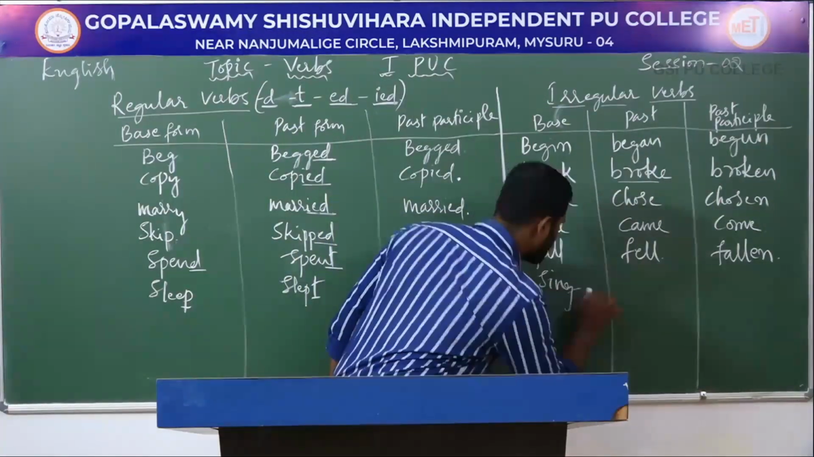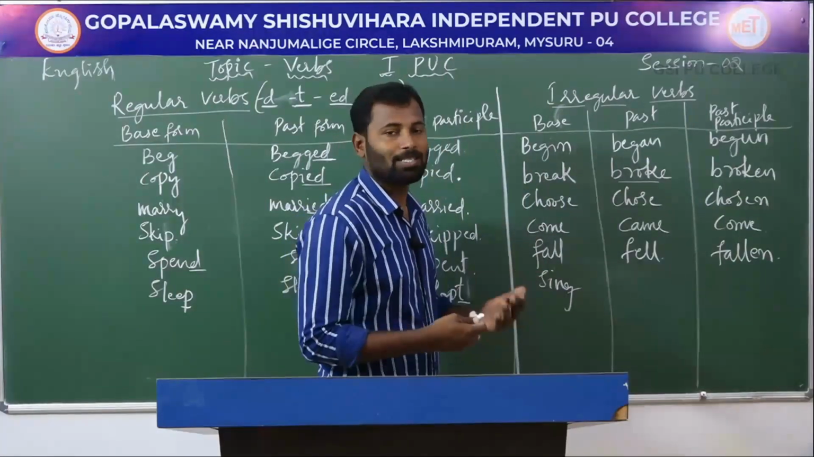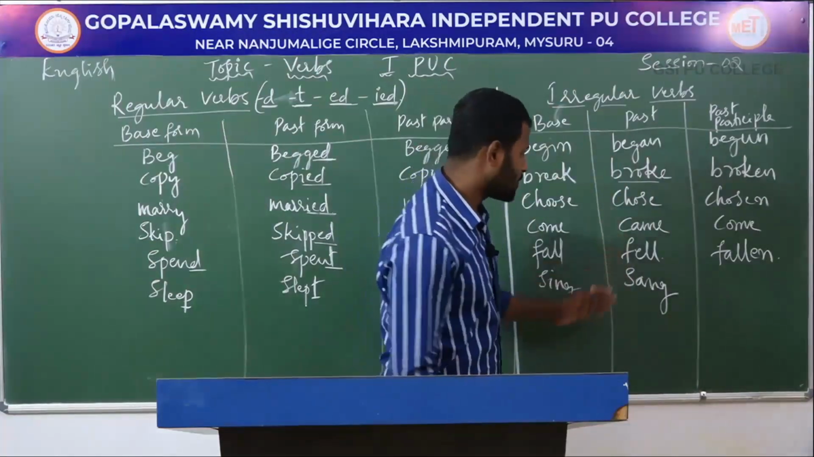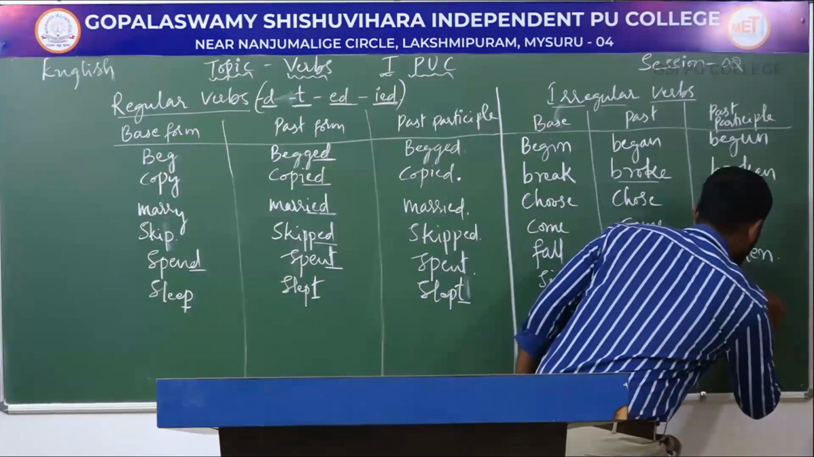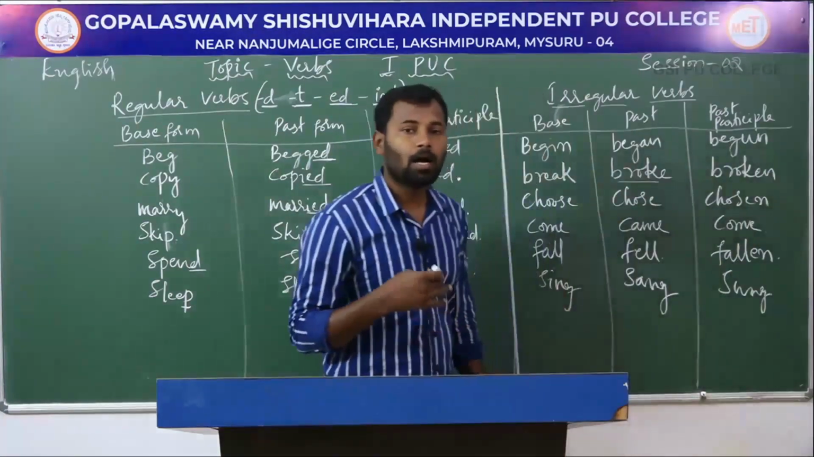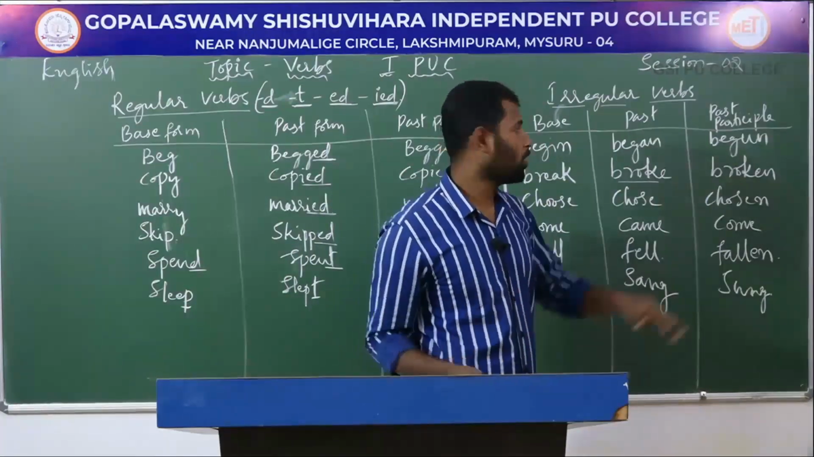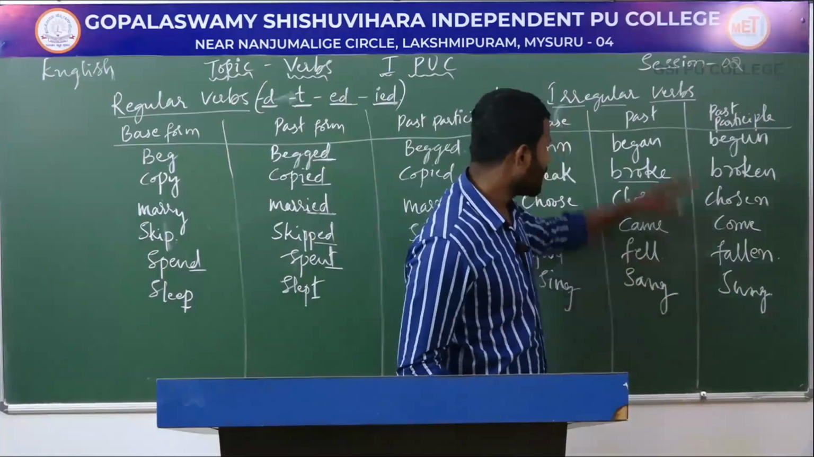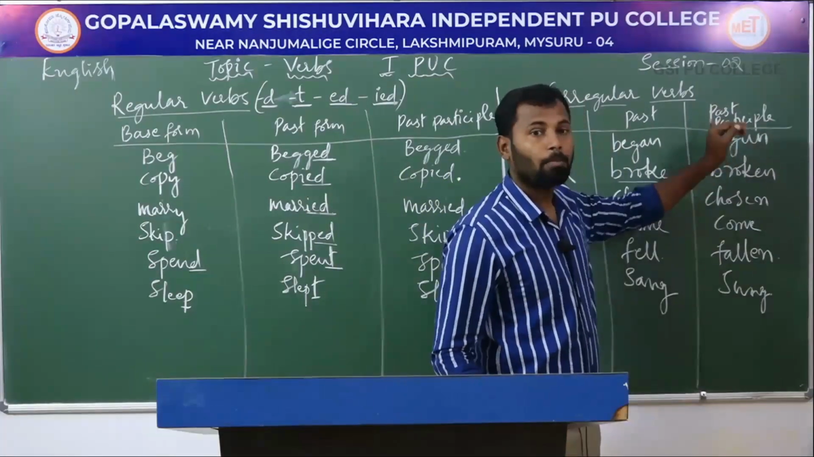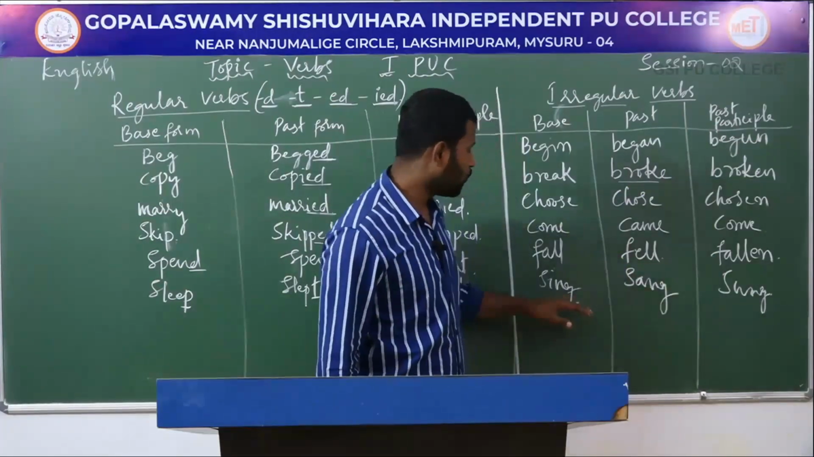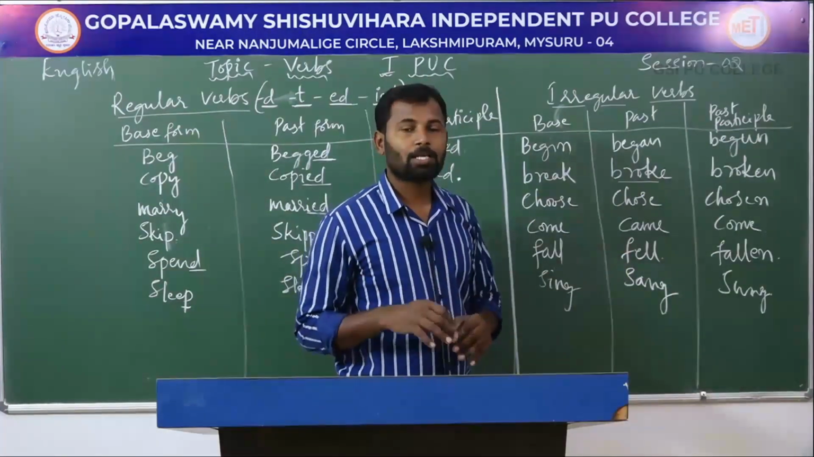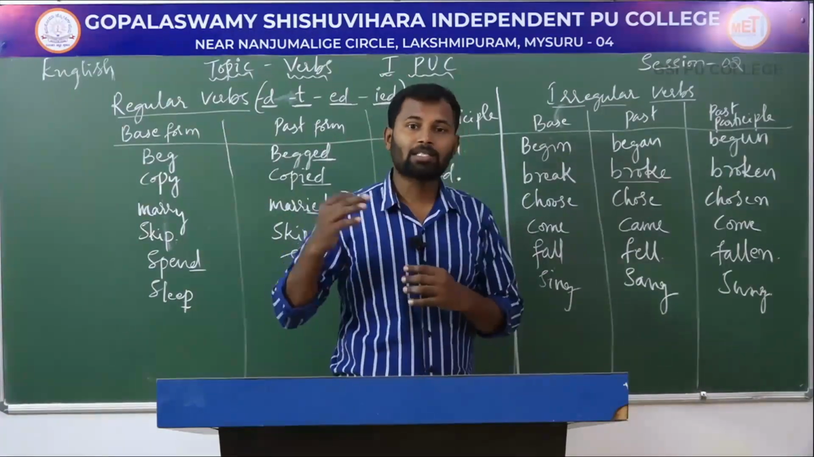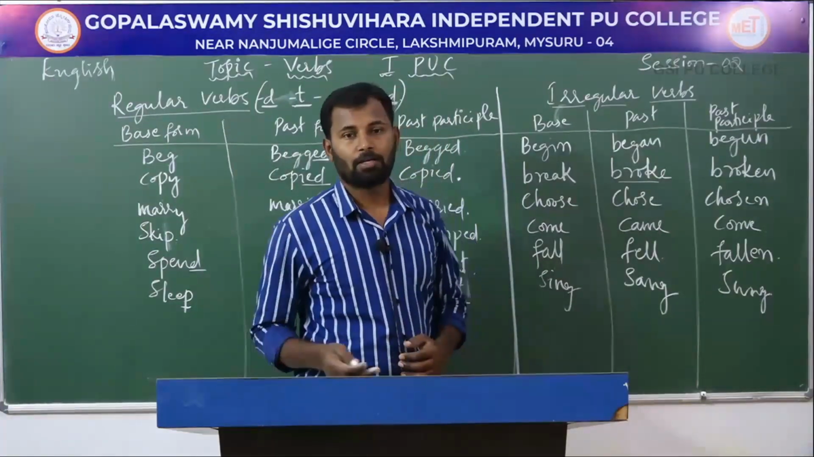Next is sing. I sing a song in the present tense. I sang a song in the past tense, and I have sung a song. I had sung a song in the past perfect tense. So, sing in the present tense, sang in the past, and sung in the past participle. With the past participle form of this verb sing, you can say I have sung a song, which is in present perfect tense, or I had sung a song, which is in past perfect tense.